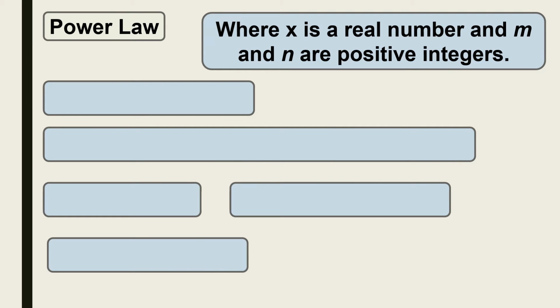Power law, where x is a real number and m and n are positive integers. So how do we do that? This is the illustration: x raised to m, raised to n. You just multiply m and n. As you may see, there is no number here, so that is not a power law. If there is a number there, therefore that is not a power law. That is a base law.